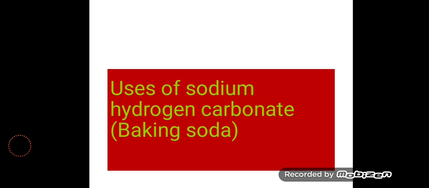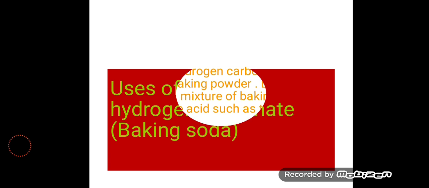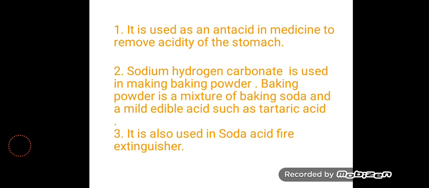Let us see what are the uses of sodium hydrogen carbonate or baking soda. It is used as an antacid in medicine to remove acidity of the stomach. Sodium hydrogen carbonate is used in making baking powder. It is also used in soda acid fire extinguishers.